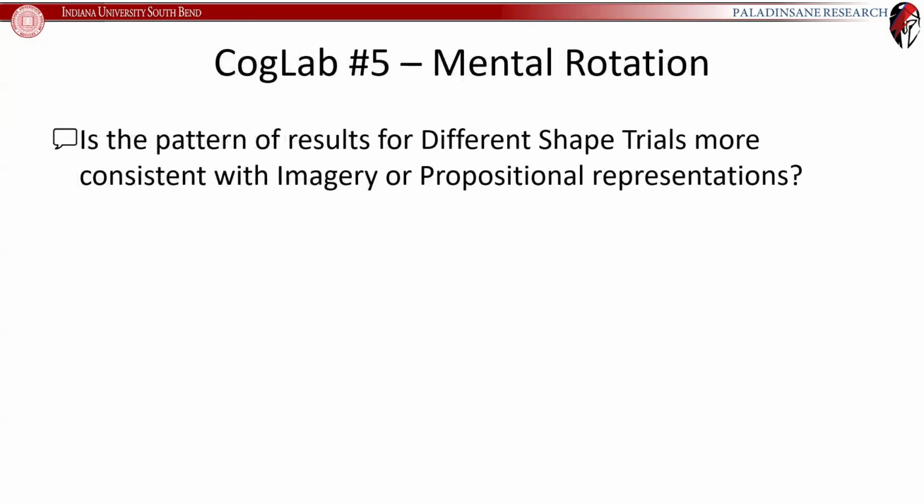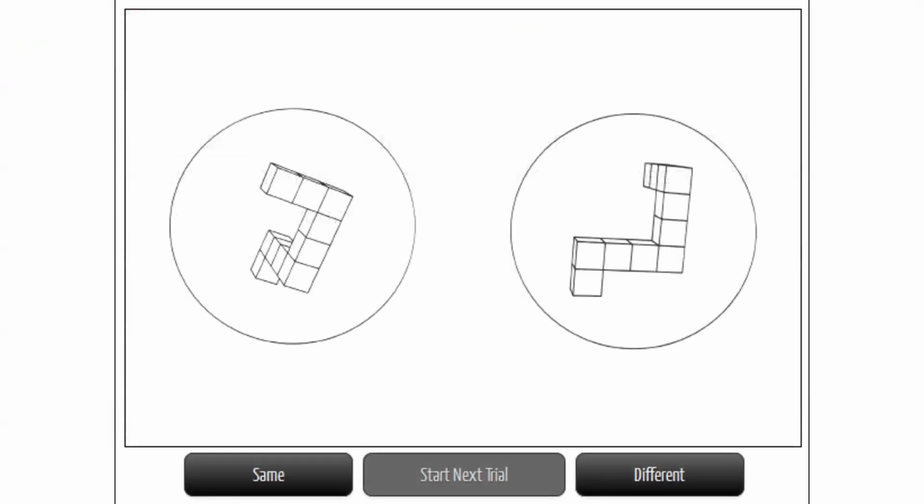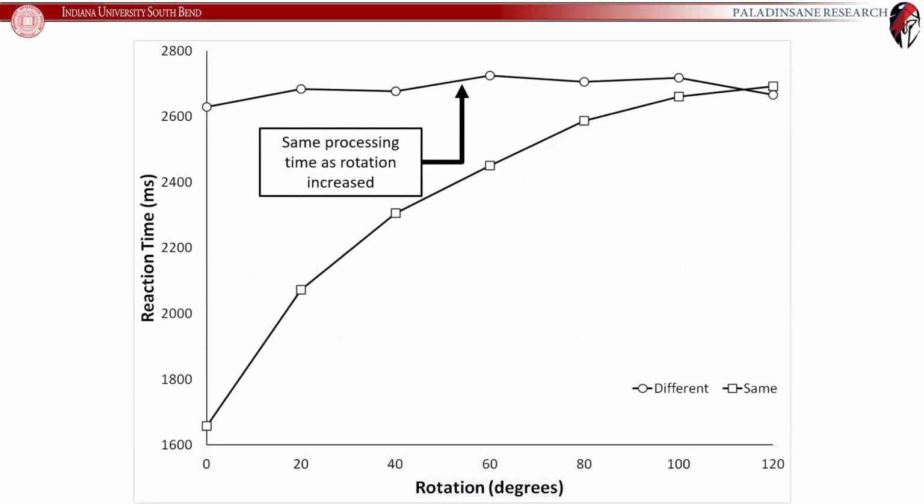All right, so is the pattern of results for different shape trials more consistent with imagery or propositional representations? And what strategy is your mind using? So for the different shaped trials where the two objects were different, what does that flat line indicate to you? What are some of your speculations in terms of what you were doing when you were doing this particular cog lab?